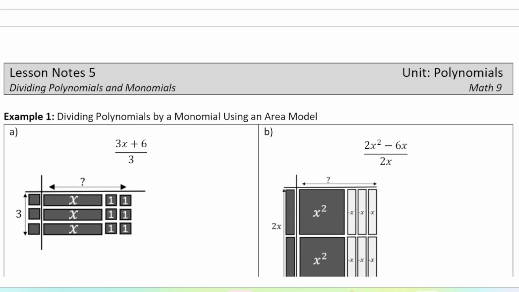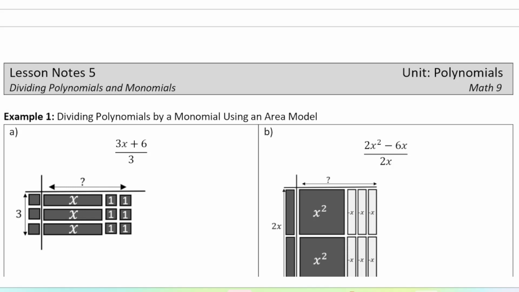Hi everyone, this is lesson 5. We're dividing polynomials and monomials today. I think I said in my previous video that that was the last lesson, but this is actually the last lesson in the polynomials unit. So last lesson we multiplied polynomials and monomials, and today we're dividing.